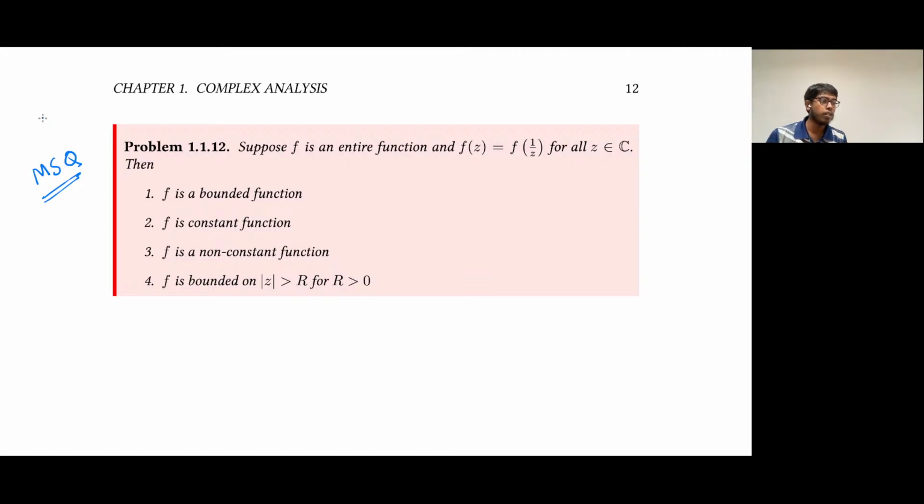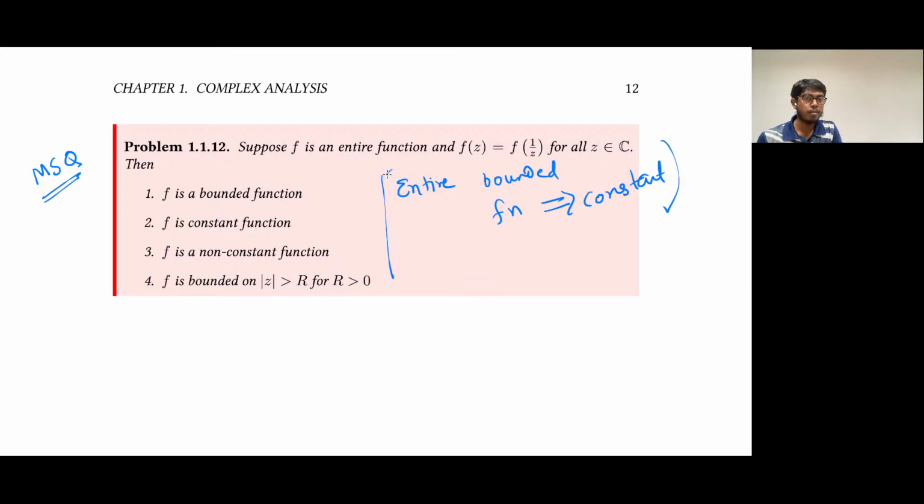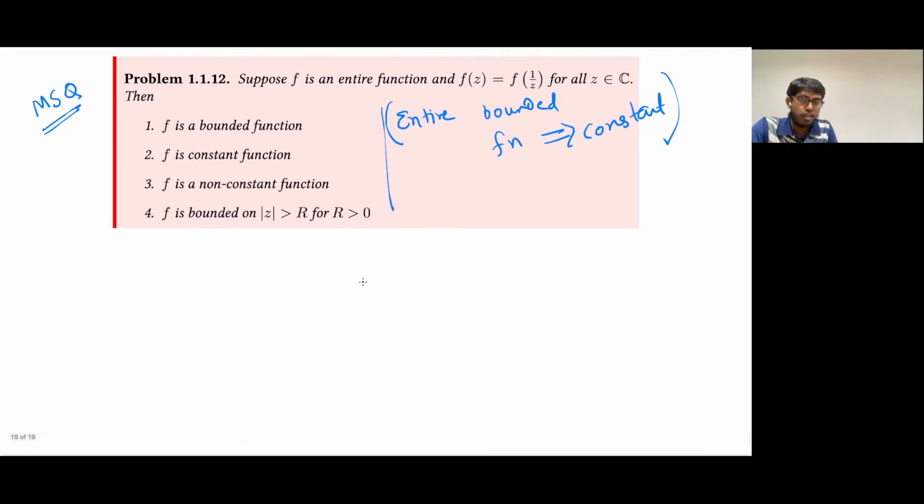Suppose f is an entire function and f(z) equals f of 1 by z. The hint is to use Liouville's theorem, that an entire bounded function is constant. So we need to prove that f is a bounded function. Bounded means, on the whole complex plane, there exists some M such that |f(z)| is less than or equal to M.